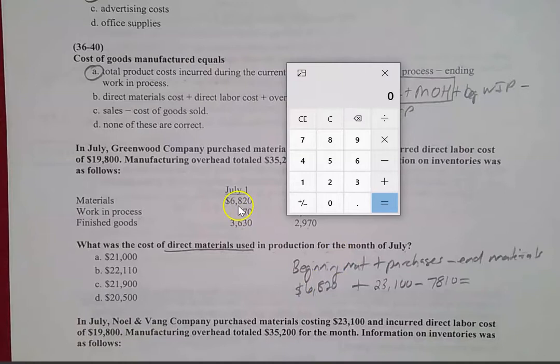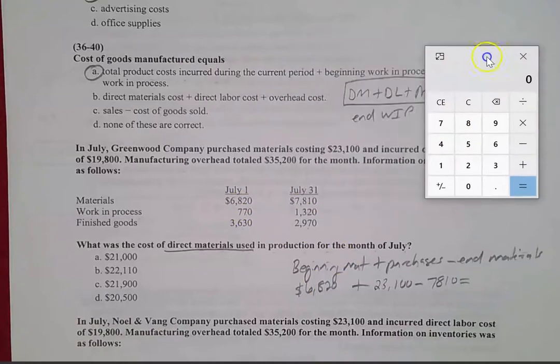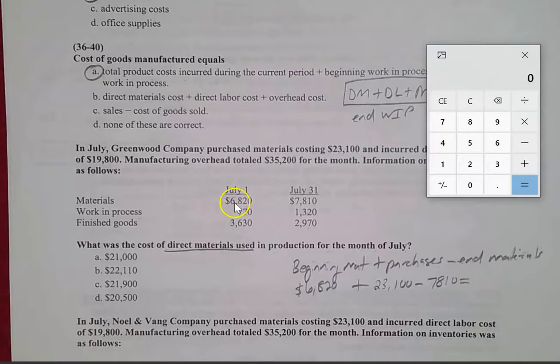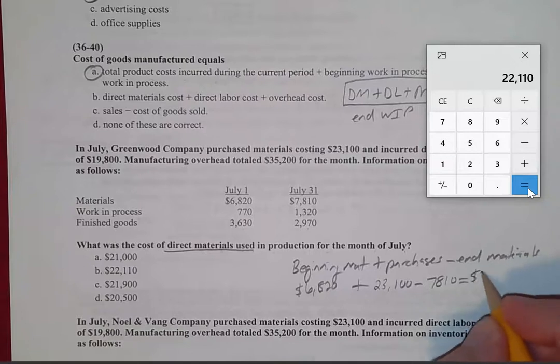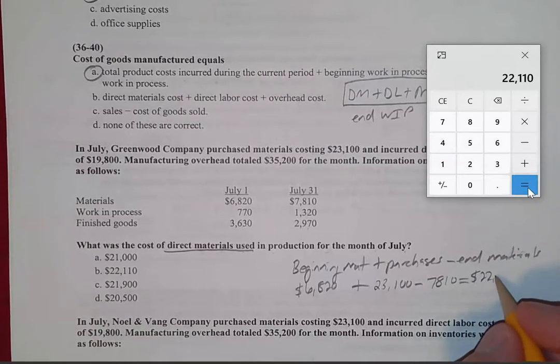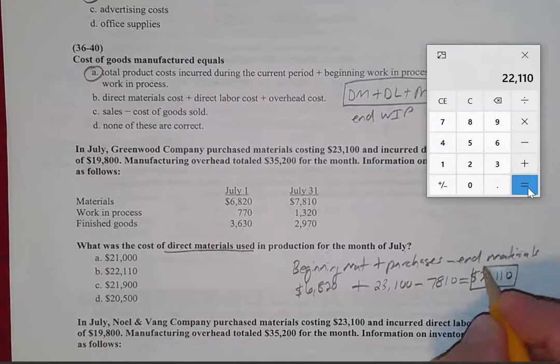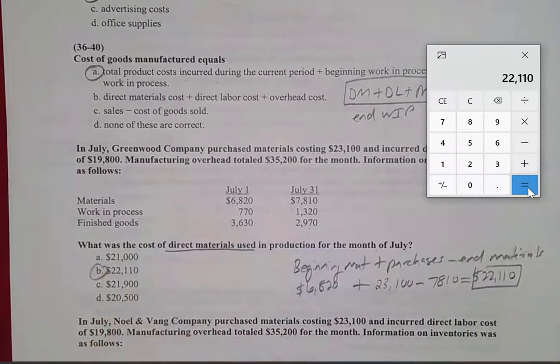So if we take our beginning materials of $68.20, we're going to add to that $23,100 for our purchases, minus our ending materials of $78.10, and that is going to give us $22,110. And that just so happens to be answer choice B.